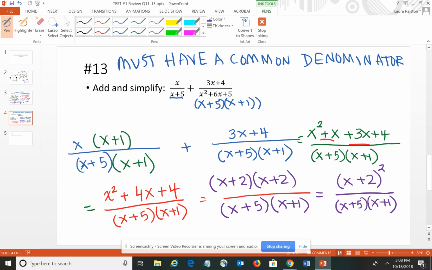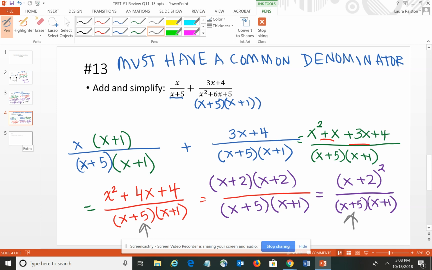Now, honestly, from my perspective, in terms of the math, this answer in red is an acceptable answer, or this final answer in purple is acceptable. You need to be aware they're both acceptable because it is multiple choice, and so it might be written one of those two ways.